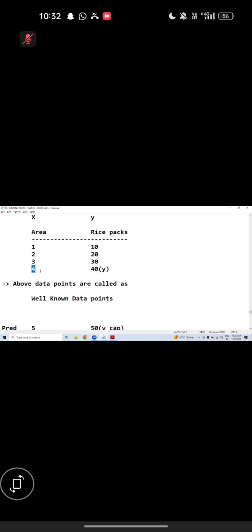1 to 4 well known. But 5, 6 and what exactly, sir? Unknown data point. Unknown means we don't know this one. For 5 how much I don't know, and 6 how much we don't know. Then let's do the prediction. For unknown data points we need to do the prediction.